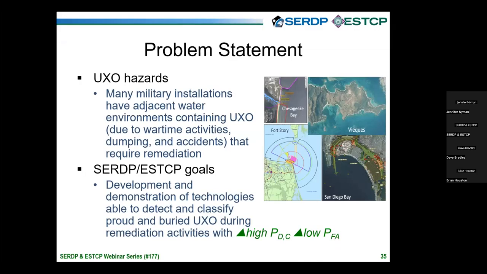So let me move on and talk about the problem statement, certainly from the perspective of SERDP ESTCP. So UXO hazards are there. We know about them. Many military installations have adjacent water environments that contain UXO, due to dumping, accidents, wartime activities, and so forth. SERDP's interest, their goals, are consistent with that. They want to develop and demonstrate technologies that are able to detect and classify both proud and buried UXO during remediation activities with high PD times PC, probability of detection times probability of classification, together with low PFA, or false alarms.